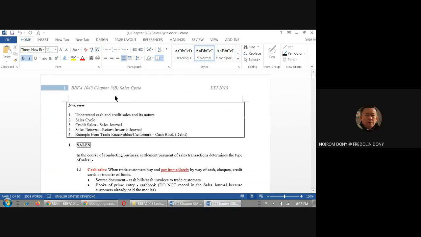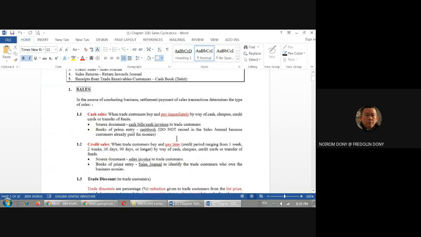Now, the sales cycle. This one shares the same concept as what we have learned in the purchases cycle, but it is just the opposite. Remember, in the sales ledger you will have individual trade receivables accounts. Why do I say opposite? Because in the purchases ledger you have individual trade payables accounts, isn't it? It's a liability. So trade receivable is an asset, meaning this is a debit item. Just now was a credit item. So the opposite, that is the meaning.